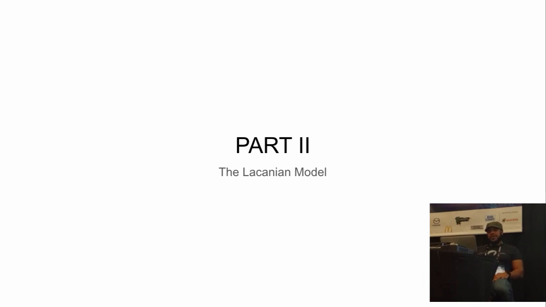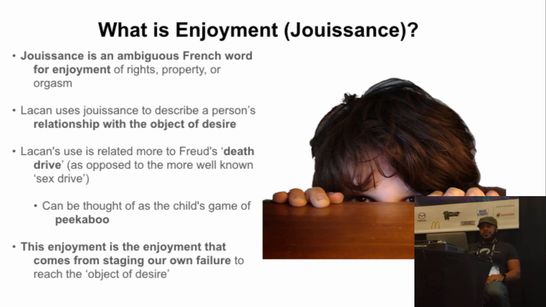All right, so now we're going to get into the Lacanian model, a little bit about enjoyment. So what is enjoyment or jouissance? Jouissance is an ambiguous French word for enjoyment of rights, property, or oddly enough, sexual orgasm. Lacan uses jouissance to describe a person's relationship with the object of desire. We're going to be talking a lot about that today. Lacan's use is kind of related to Freud's death drive. You may have heard of the sex drive, but you may not have heard of the death drive.